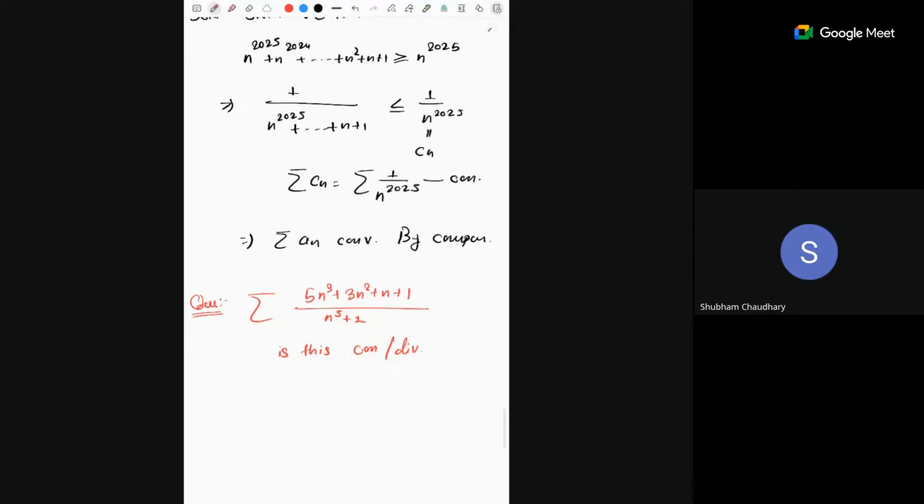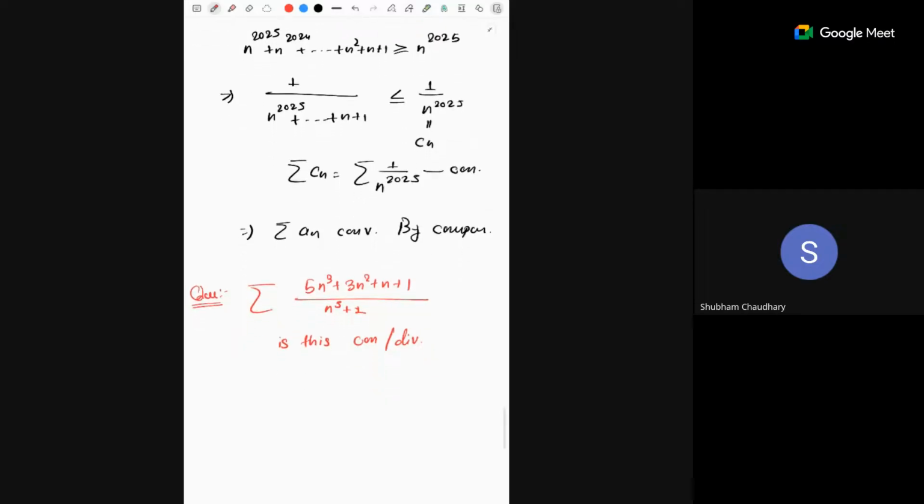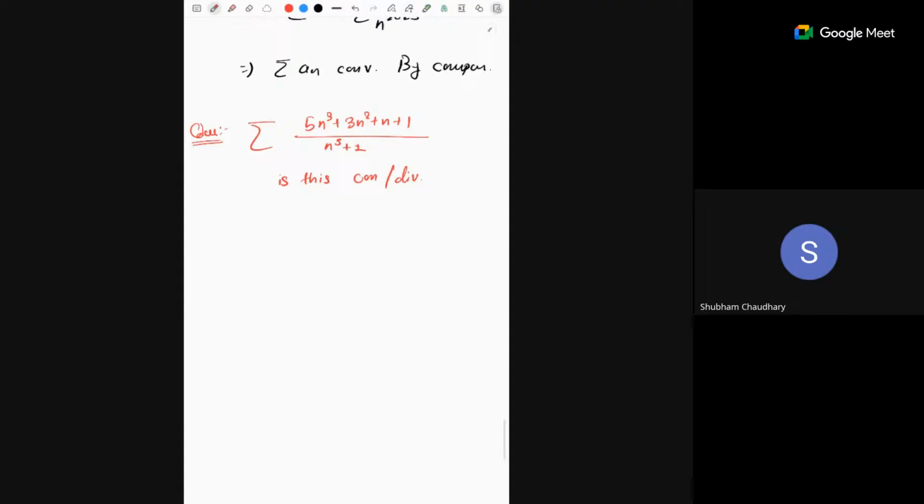Okay. So see, here you have to understand that there is a difference of 2 powers between the numerator and the denominator. So you can use the comparison test, and also you can use some known facts. So what you can do, you can simply see that n to the power 5 plus 1 is actually greater than or equal to n to the power 5. And then this upon 5n cube plus 3n square plus n plus 1.